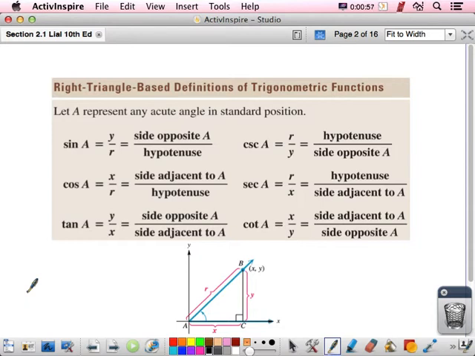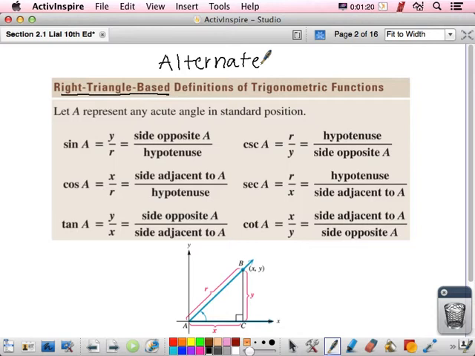So what I have up here are the 6 alternate definitions of the trig functions. So these are the right triangle-based definitions, sometimes called the alternate definitions. You should know these from geometry. All right, so we're going to start with sine, cosine, and tangent because those are our primary.